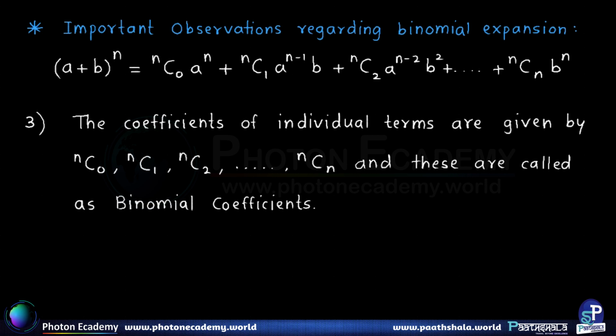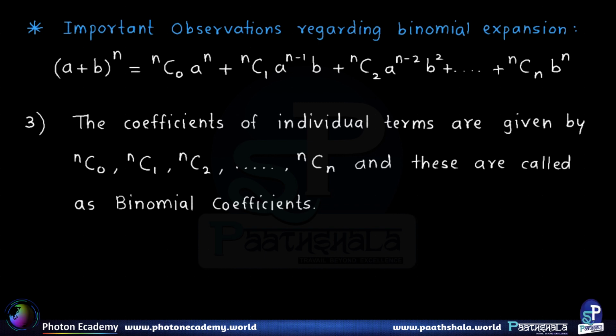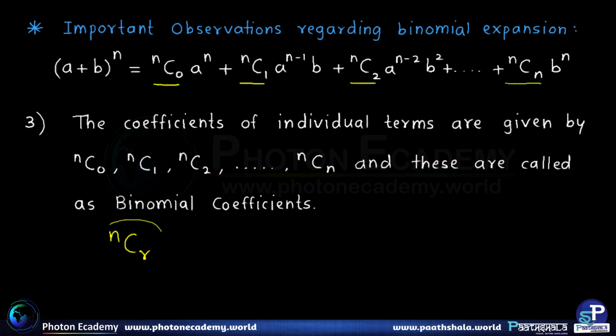Then going ahead, the coefficients of the individual terms in the binomial expansion are given by nC0, nC1, nC2 and so on up to nCn, and these are called binomial coefficients. Okay, so the coefficients have a clear structure and they use the combinatorial terms, that is the terms of the form nCr. They are called binomial coefficients.